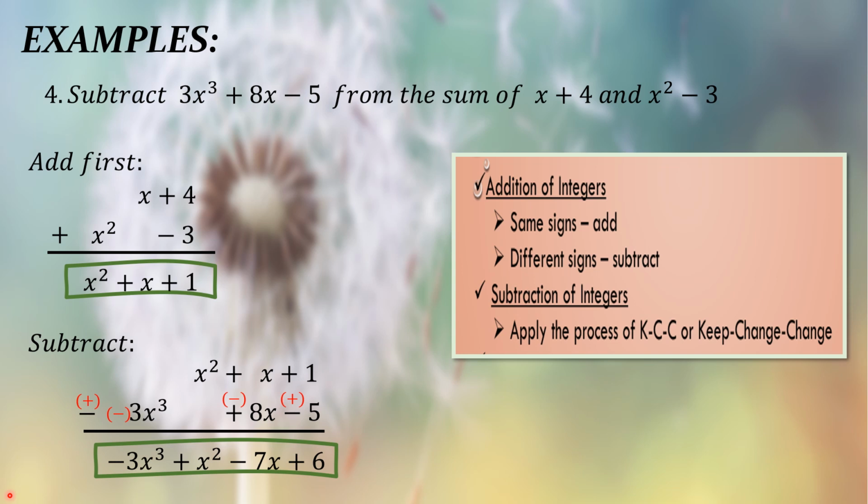So, isa-isahin natin paano naging ganito yung sagot. Again, ang 3x cubed ay naging negative na, so bring down lang natin. Walang katapat ang x squared, so that is positive. Since wala siyang katabing sign dito, that is always positive. Next, positive 1 and negative 8. Different sign, subtract. 8 minus 1 is 7, and then since ang sign ng bigger number is negative, so that is negative 7x. And then last, positive 1 and positive 5, so same sign, add. 1 plus 5 is 6, and then copy the sign which is positive.